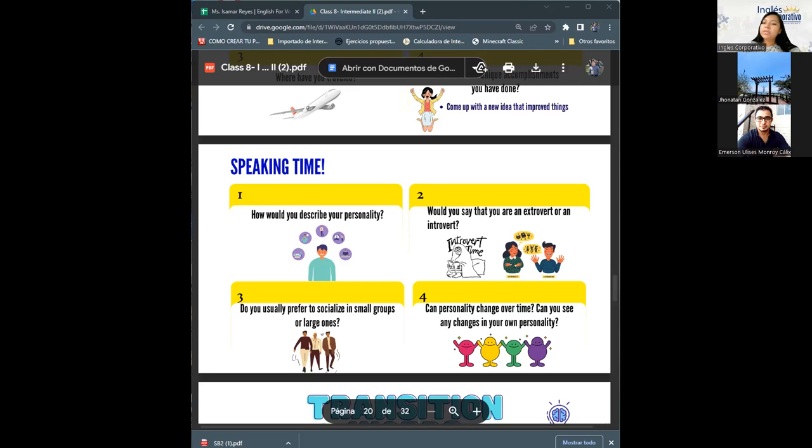And you, Emerson, how would you describe your personality? Well, I believe I'm passionate about what I do. I always strive to do things the best way, and if I can help other people, I do it. Would you say that you are an extrovert or an introvert? Half and half. Depends on the situation. You adapt.